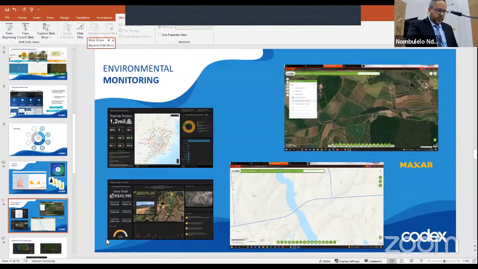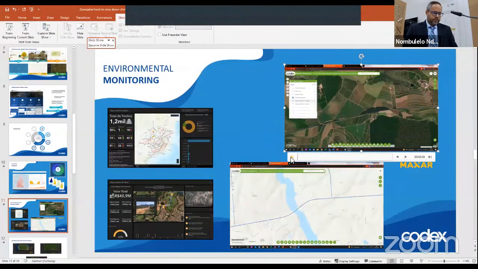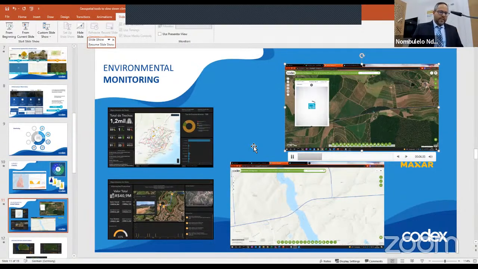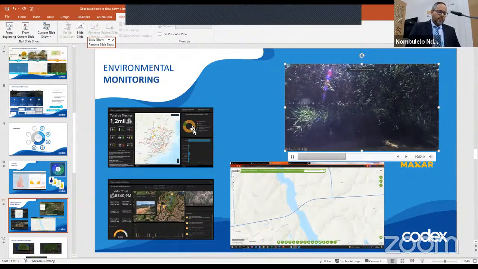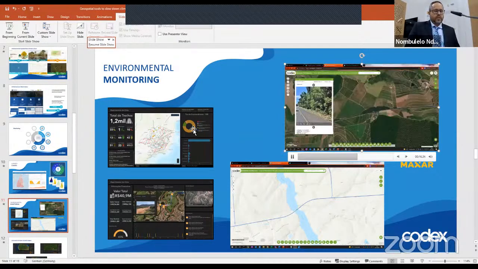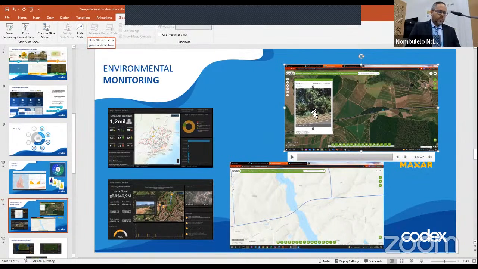Okay, the next project I'm going to show is the environmental monitoring. Geospatial tools are being used by private companies to monitor the environment. You can use satellite imagery, such as the Maxar imagery, to monitor. This concession of roads can be monitored for any illegal occupation or deforestation. And you can gather in these geographic information systems all kinds of information, like these street view images. Then we can see if the deforestation is happening almost in real time.